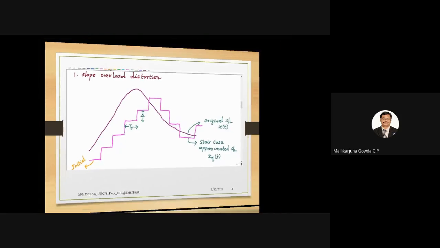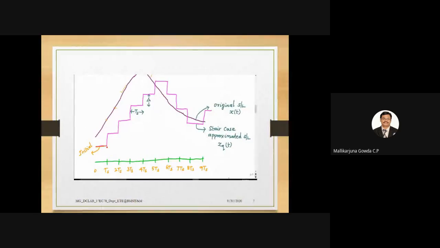Clear, no? Shall I go to the next slide? Yeah, here a better picture is given. I struggled to write the sampling duration: 0, Ts, 2Ts, 3Ts and all. It is nicely written. Just try to understand. Okay. Is it fine?